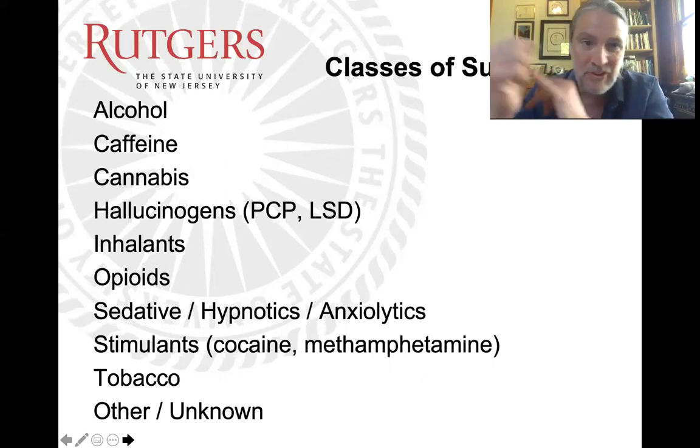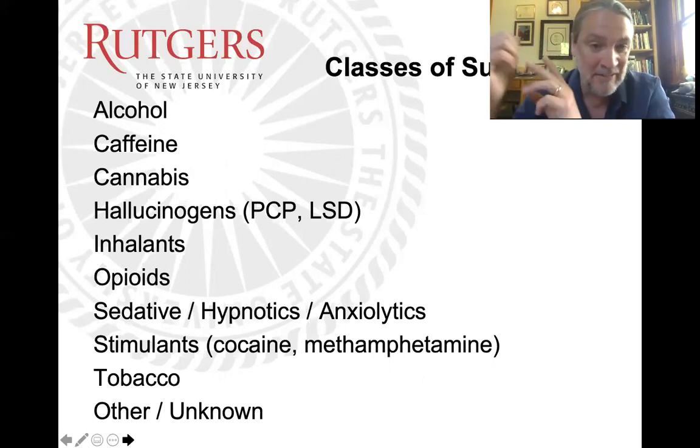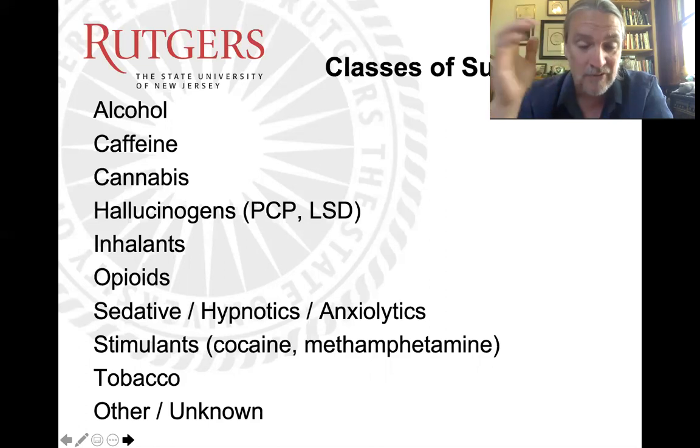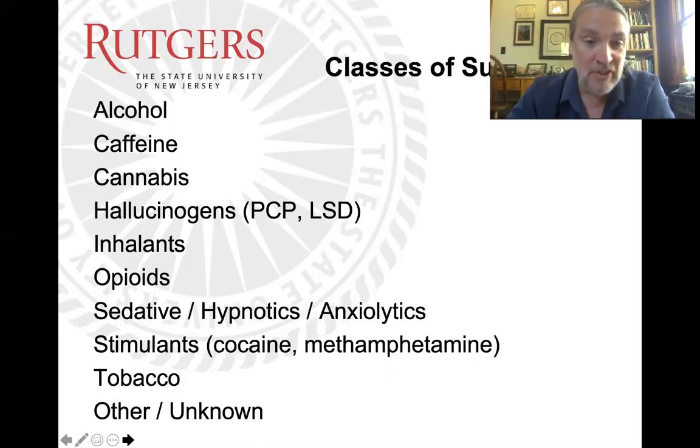So here are your major ones: alcohol, caffeine, cannabis, the hallucinogens, including PCP and LSD, inhalants, opioids, which, OxyContin is currently a significant one of those, and all of that group. Sedative, hypnotics, anxiolytics, that's your Xanaxes, your Valiums, things like that. Stimulants, including cocaine and methamphetamine. You have tobacco, and then there's other and unknown, because there's always something new coming down the pipe.